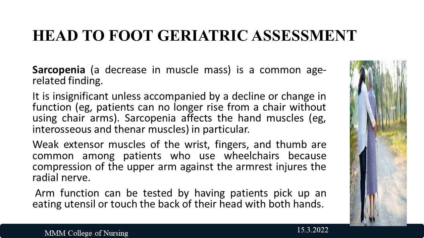Sarcopenia affects the hand muscles, for example, the interosseous and thenar muscles in particular. Weak extensor muscles of the wrist, fingers, and thumb are common among patients who use wheelchairs because compression of the upper arm against the armrest injures the radial nerve. Arm function can be tested by having patients pick up eating utensils or touch the back of their head with both hands.